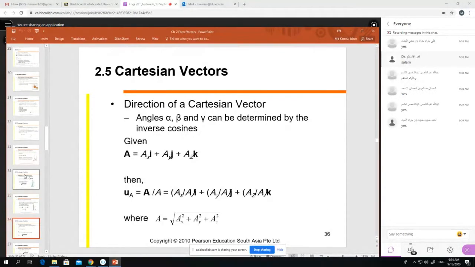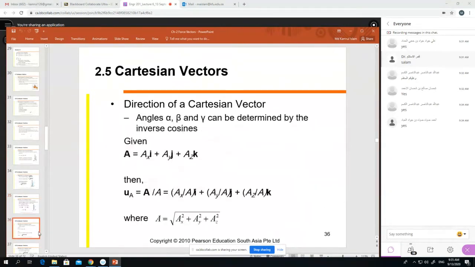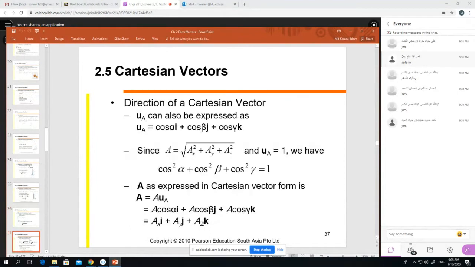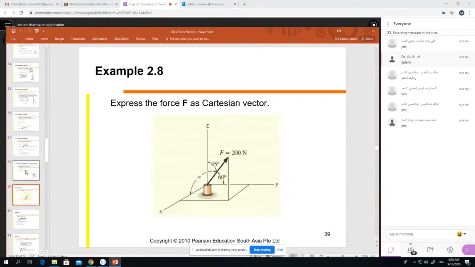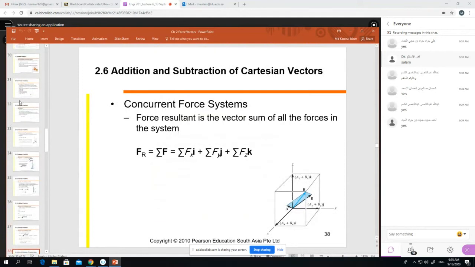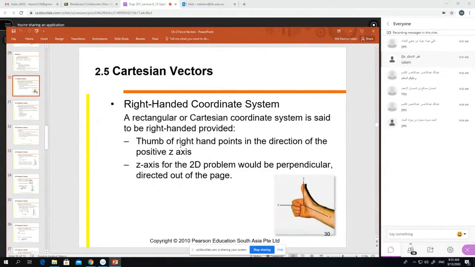Angle. Did I discuss this? Remember? I think we discussed this also, right? Cos alpha, cos beta and cos gamma. I think I discussed it before, and I also discussed the Cartesian vector. This also discussed, I think. Yes. Okay, a little bit I will repeat now, just repeat something a little bit.